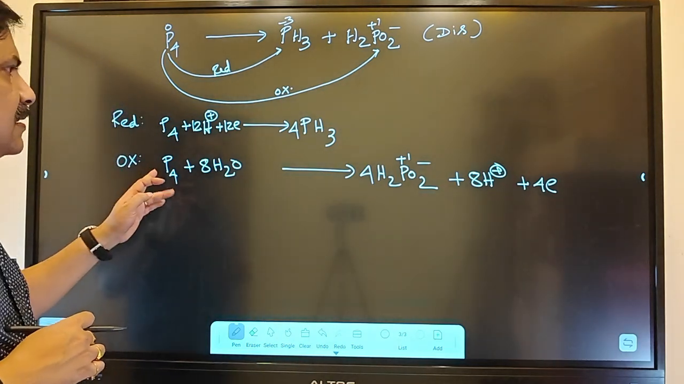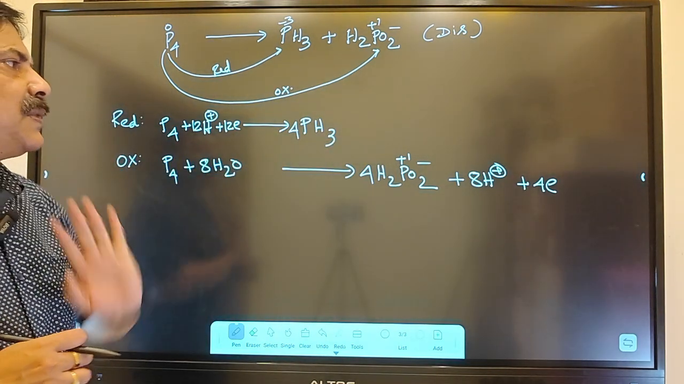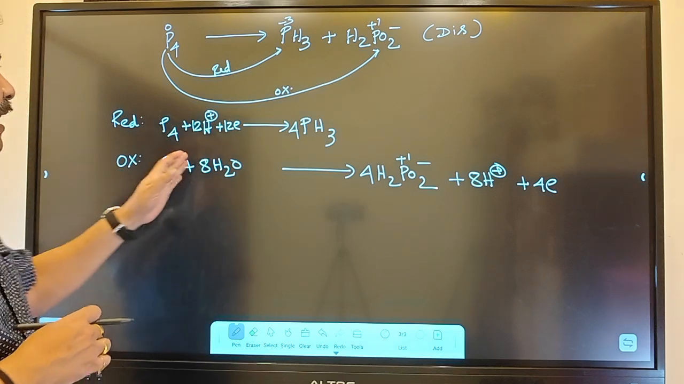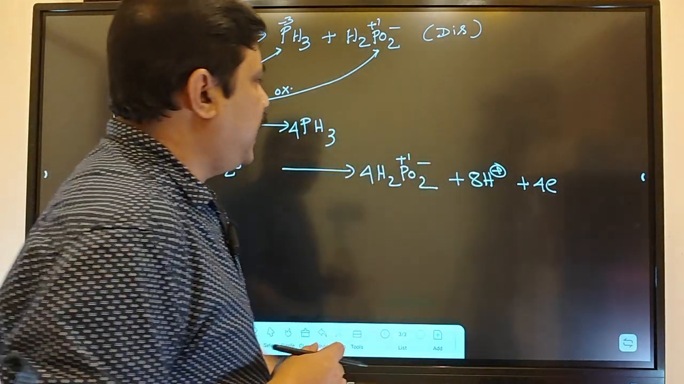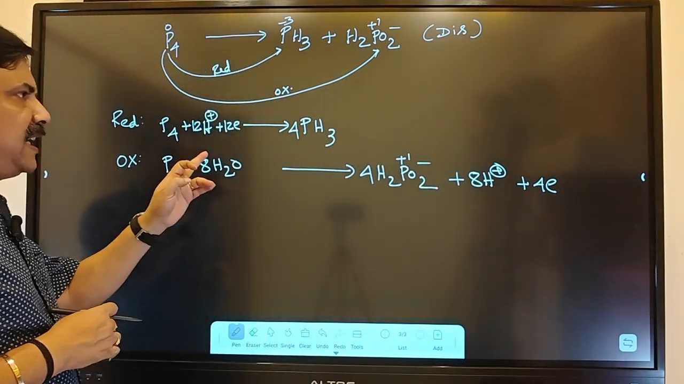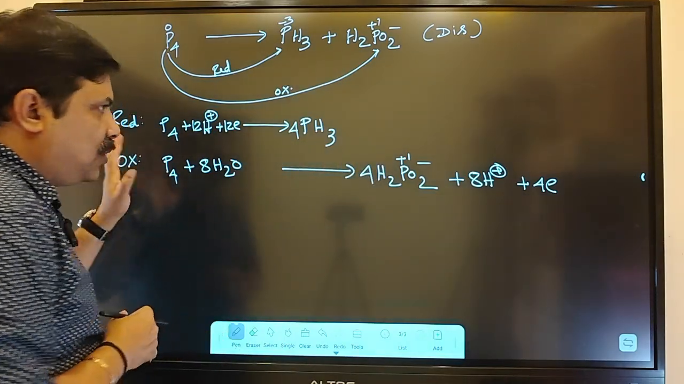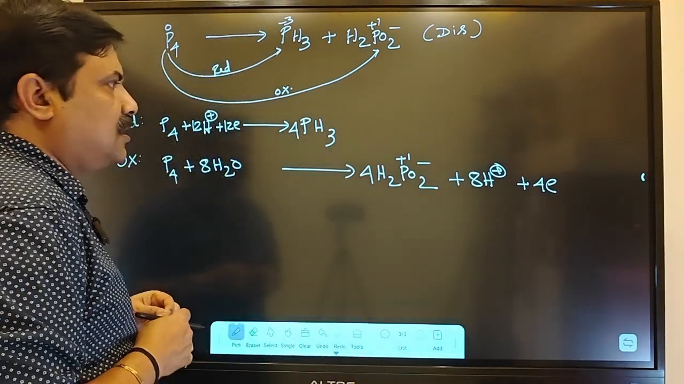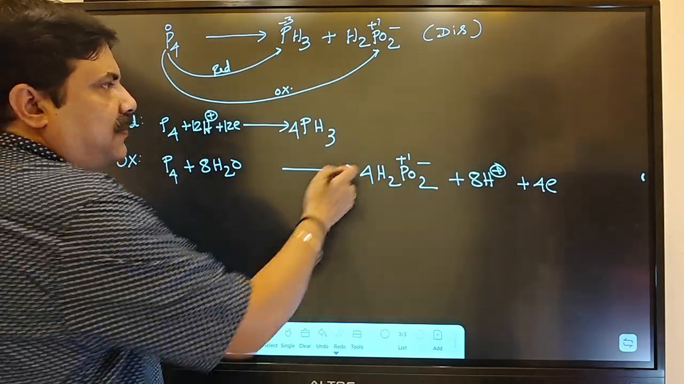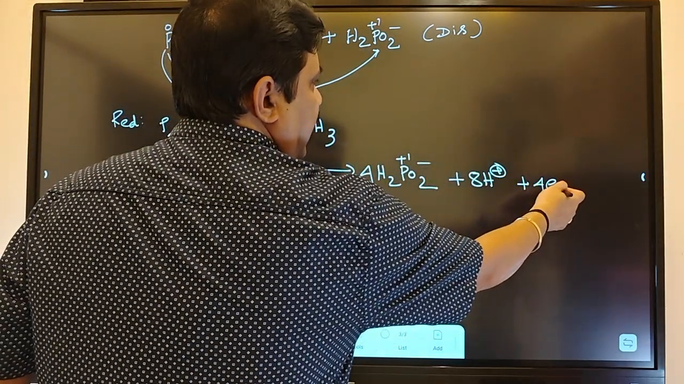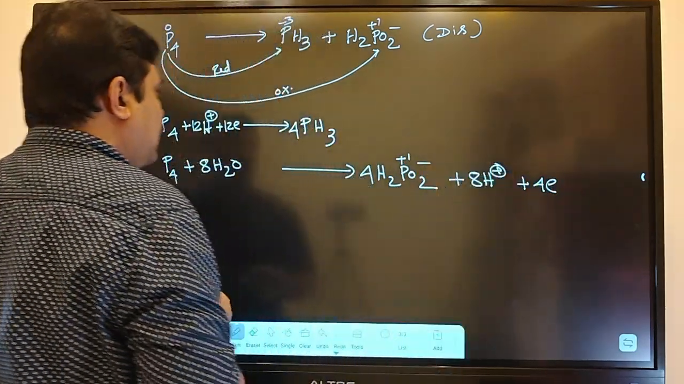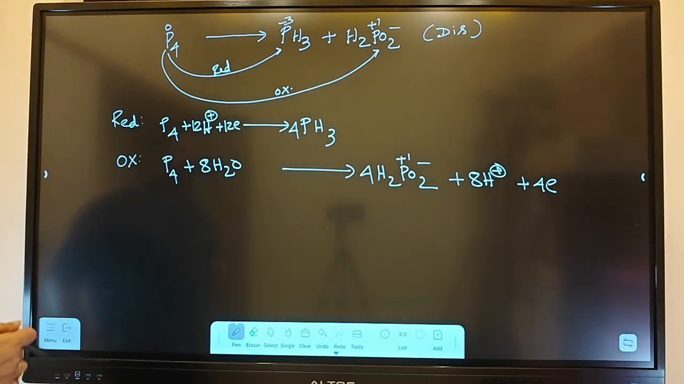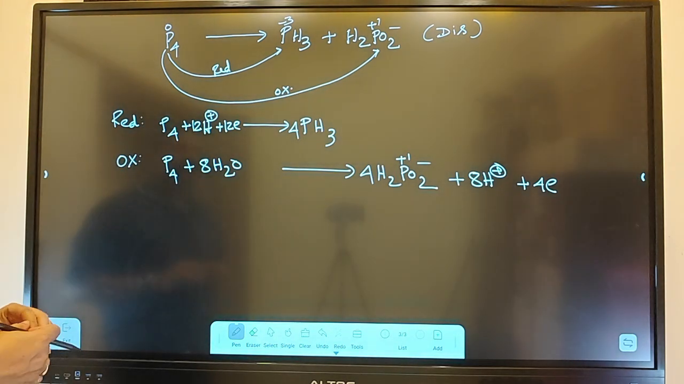Now if you look at this side, 4 phosphorus, product side also 4 phosphorus. There are 18 hydrogen, here also 18 hydrogen. Oxygen is 8, oxygen is 8. What about overall charge? Here 4 minus, 8 minus and 8 plus, overall neutral. This side also overall neutral. Now it's a balanced reaction.